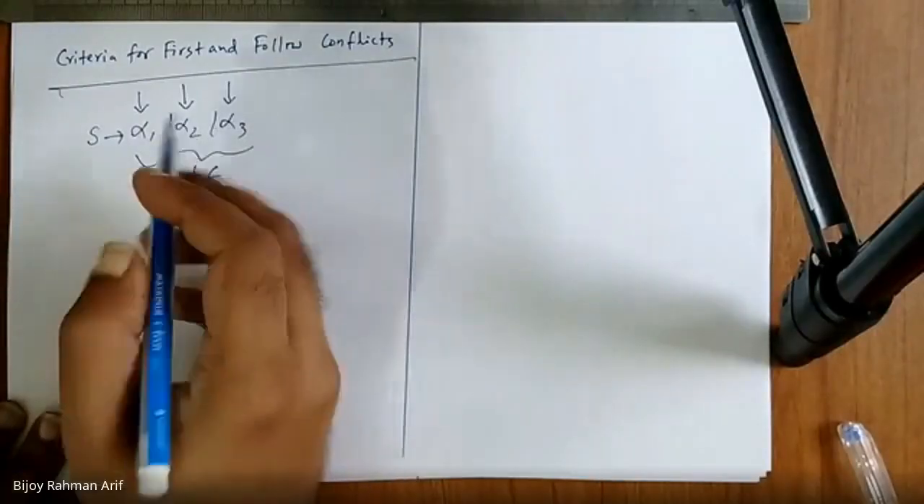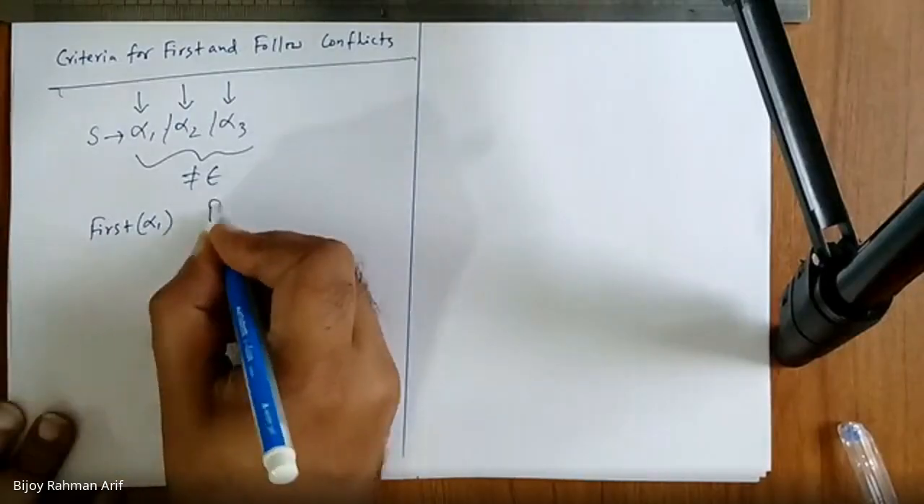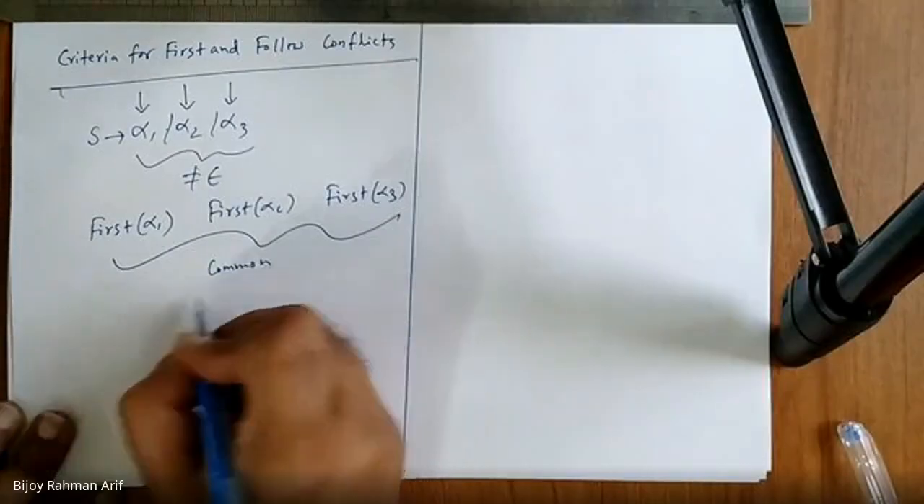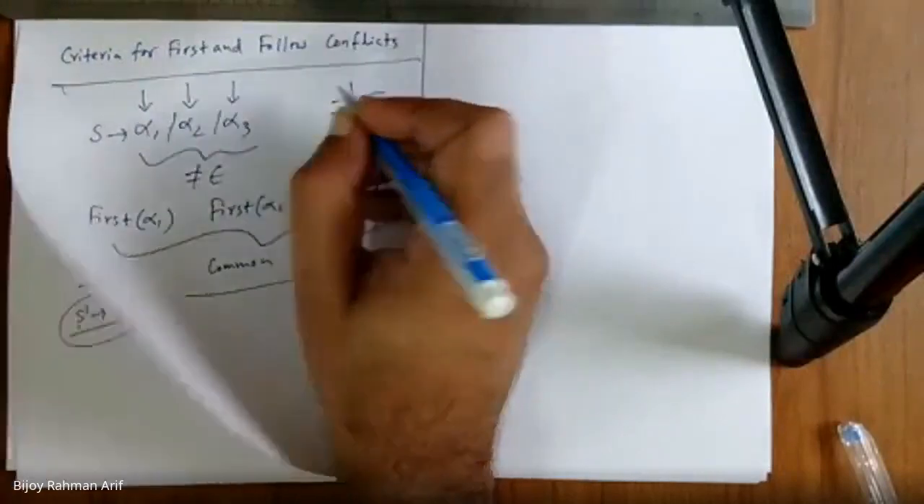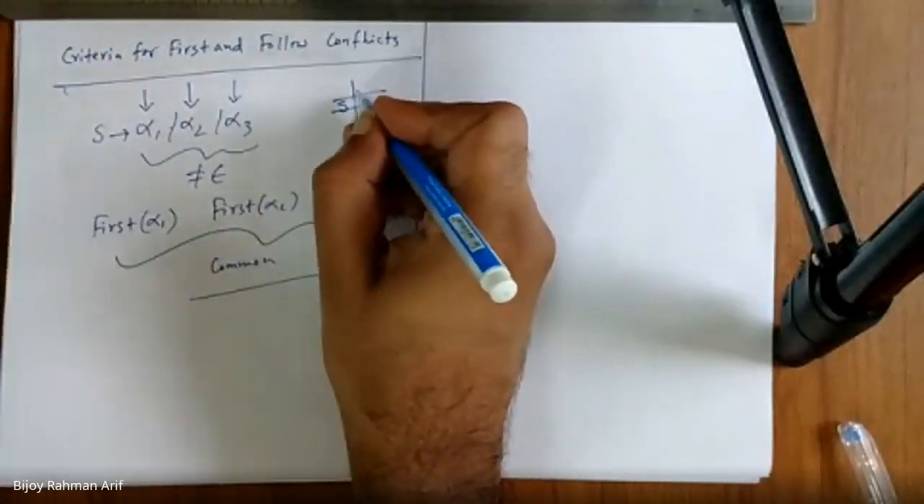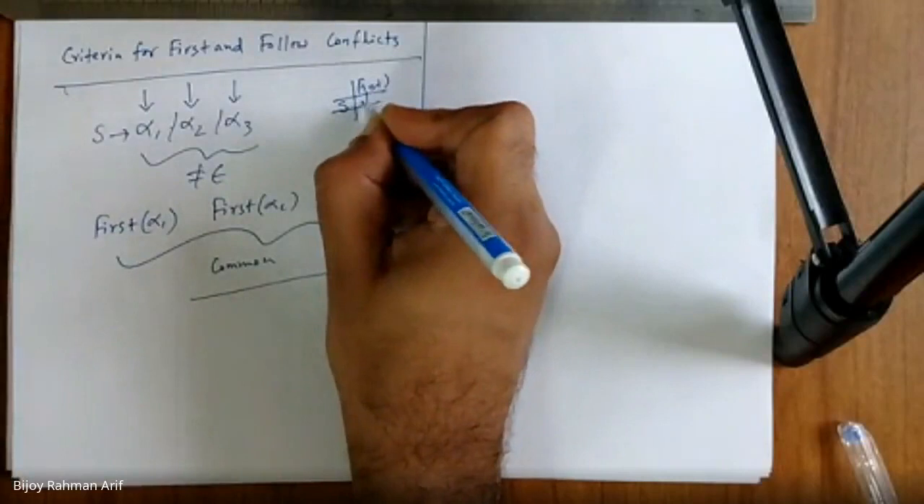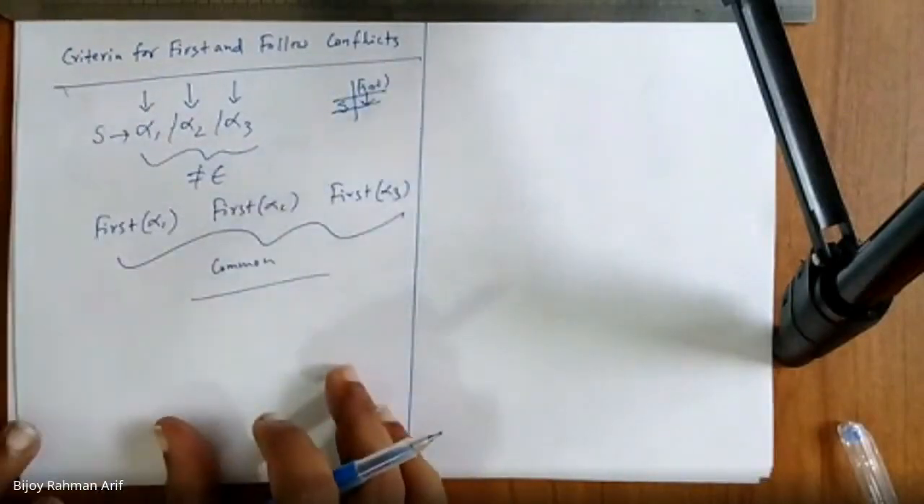Sir, if they are not epsilon. Yes, first of alpha 1, first of alpha 2 and first of alpha 3. If there is anything common among these, then there is a conflict. Am I right? Because in the same row of S, same column of first of something, I have to put all these three entries. Am I right?